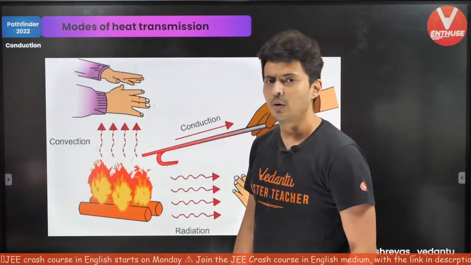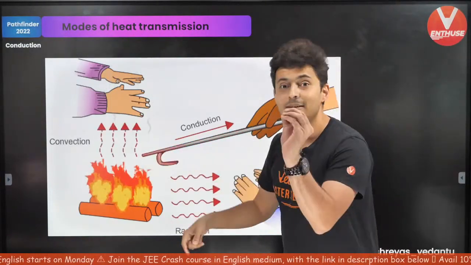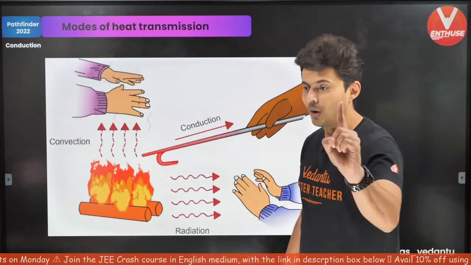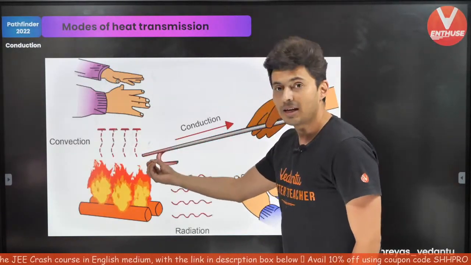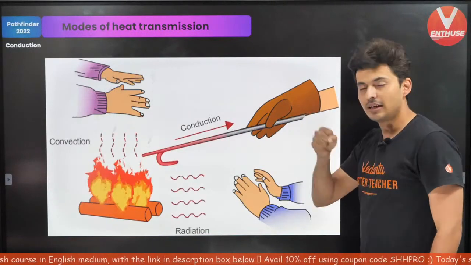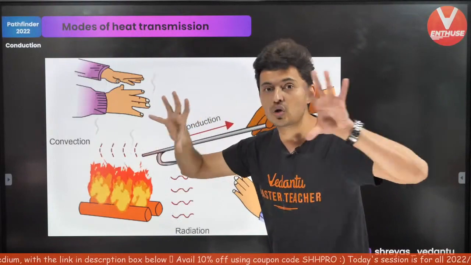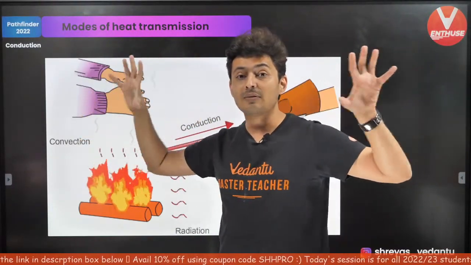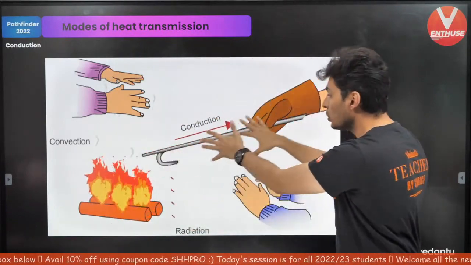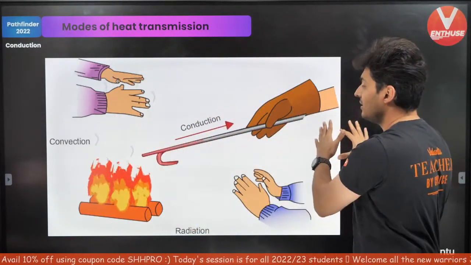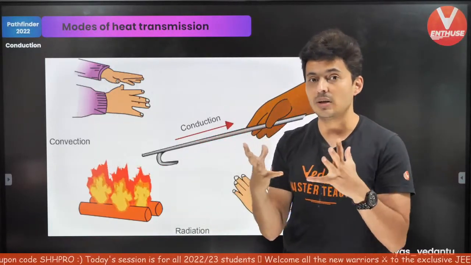The second way of the heat flowing is when you're holding that rod. The rod is a physical body. A part of the rod becomes hot, the other end, which is in your hand, is relatively colder. And when you have a solid body, if there is a temperature difference, the heat will flow from the hotter side to the colder side. That is conduction. So conduction is the flow of energy via solids.